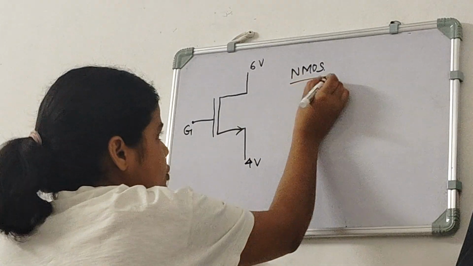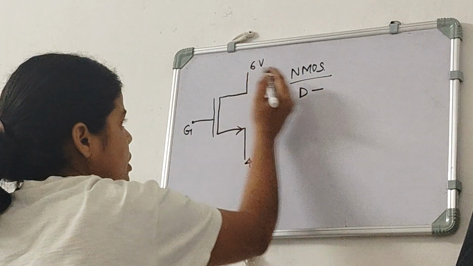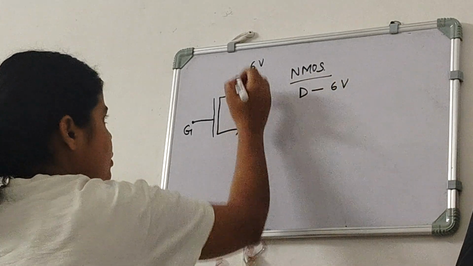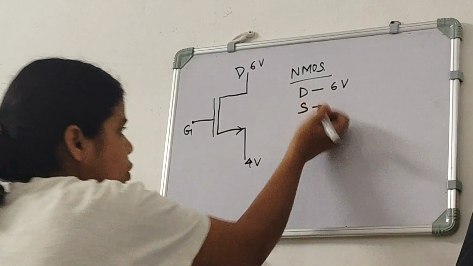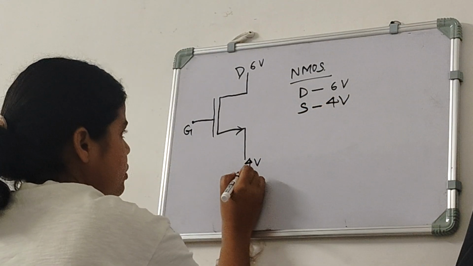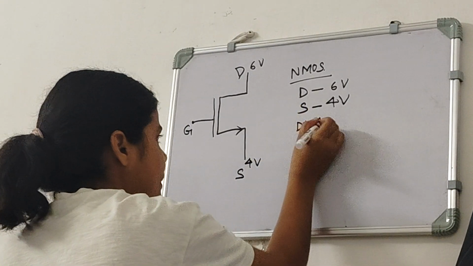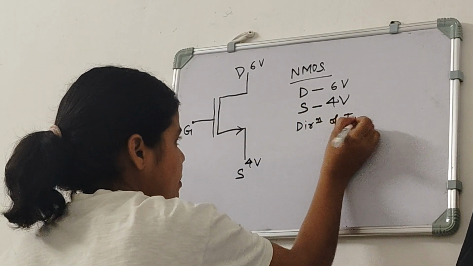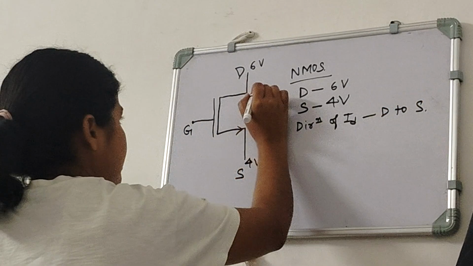Then in NMOS we know that the drain is at higher potential, so this 6 volt will be the drain, so we can write here drain. And we know that source is at lower potential, so this 4 volt will be the source, so we can write here source. And we know that the direction of ID in NMOS is from drain to source, so it will be like this.